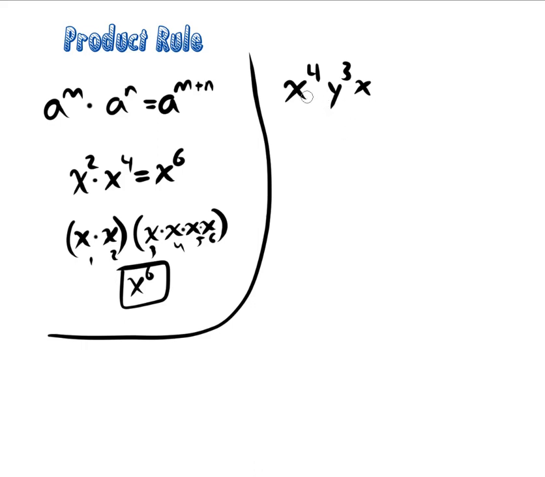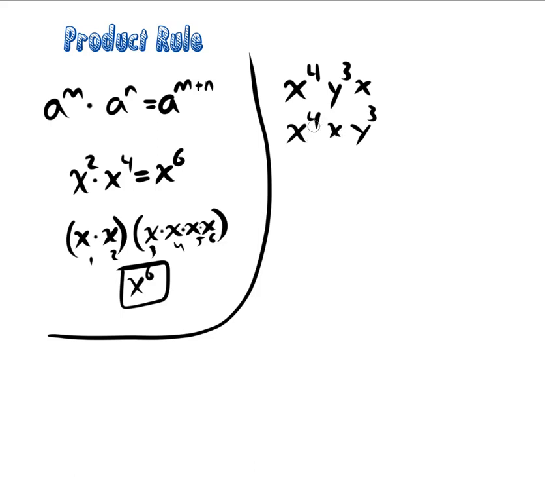So we have x to the 4th, y to the 3rd, x. Well, can I combine these two here? Hopefully you realized you could not, because these are not the same base. x and y are different bases, so these cannot combine. However, this x and this x can. So I'm just going to move the x to this side, and we can do that because it's multiplication, and with multiplication you can move stuff around like that. So I have x to the 4th, x, y to the 3rd.